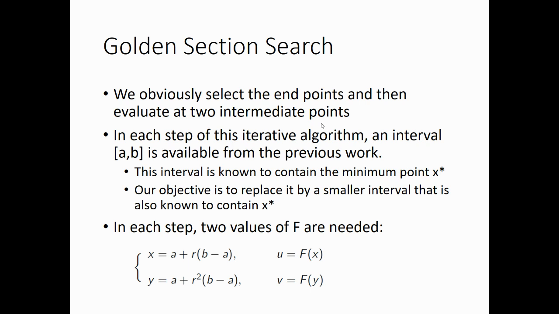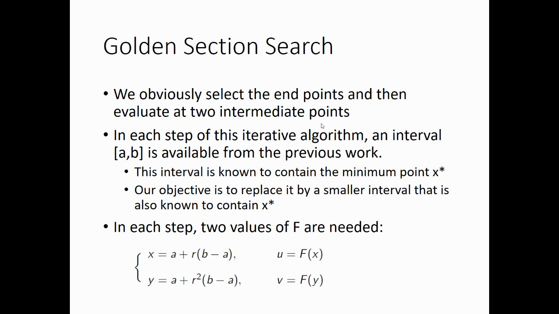In each step of this iterative algorithm, an interval [a, b] is available from our previous work. This interval is known to contain the minimum point, x star. Our objective is to replace it by a smaller interval that's also known to contain x star. And we keep doing that until we get sufficient accuracy. In each step, we compute two values of f. u is equal to f evaluated at x, and v is equal to f evaluated at y.